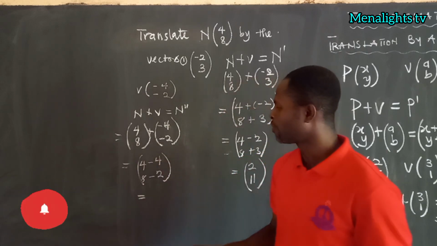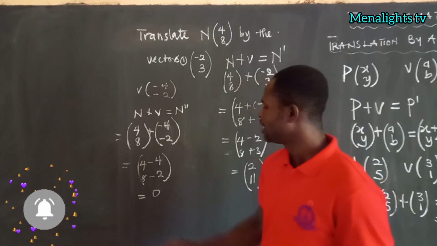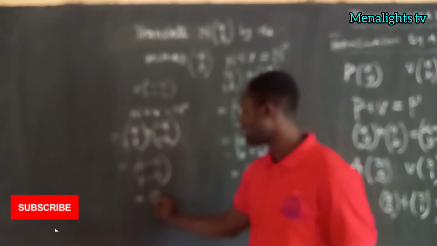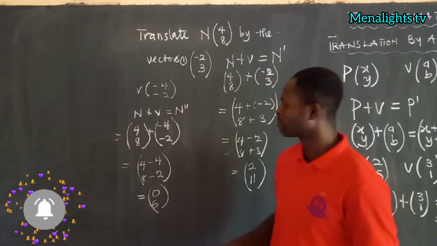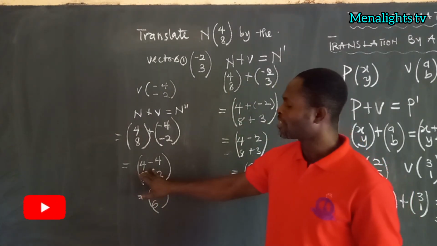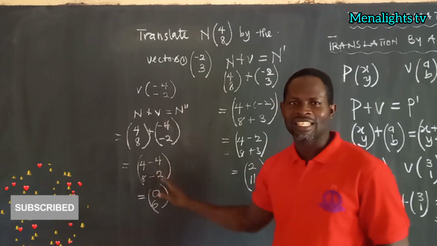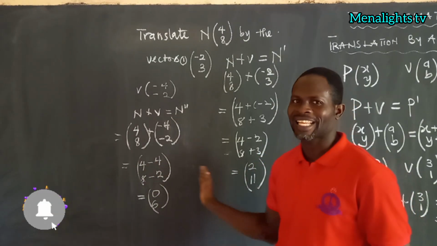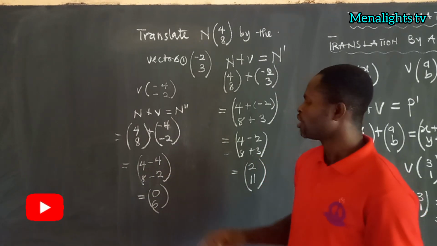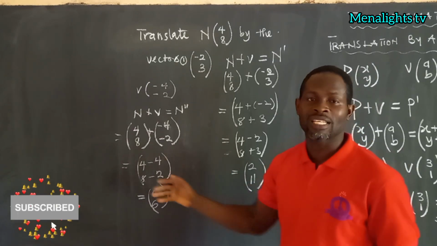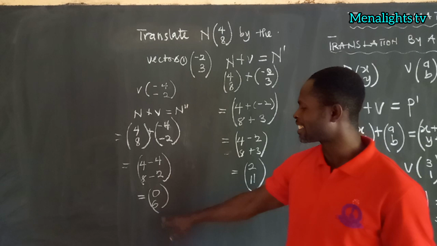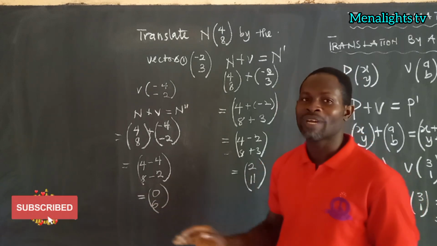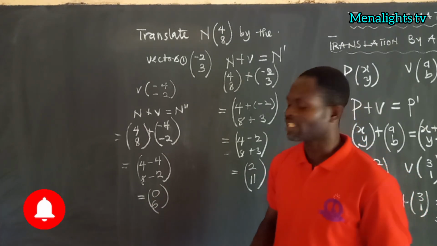So 4 minus 4 will give us 0, then 8 minus 2 will give us 6. Now when you look at this result, you realize that the coordinate of the x-axis has decreased because we are sliding backwards 4 times. So you are standing on 4 and you are sliding 4 times becomes what? 0. Then that of the y-axis, we have 8, and then we are sliding downwards twice, and that becomes what?